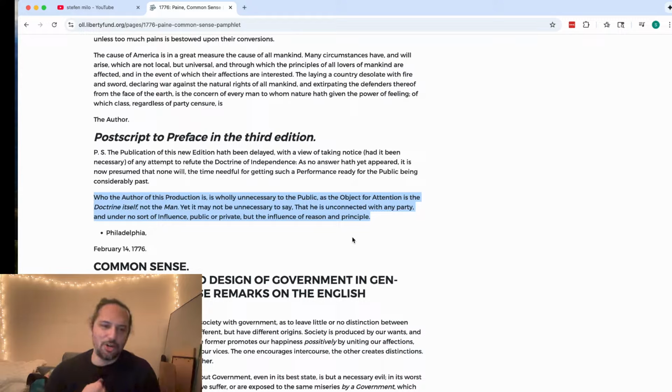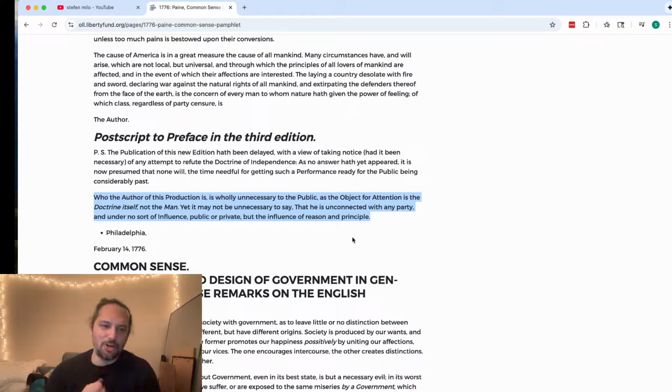"It may not be necessary to say that he is unconnected with any party and under no sort of influence, public or private, but the influence of reason and principle." So Thomas Paine is saying, hey, look, I'm just writing this because I have principle and reason. I'm not being bought. I'm not being paid to say this. There's no political party influencing me, and I have no private gain. I'm not going to gain anything privately or publicly from saying this. This just needs to be said. And I think that's really special. I think that's a really good thing that he said.